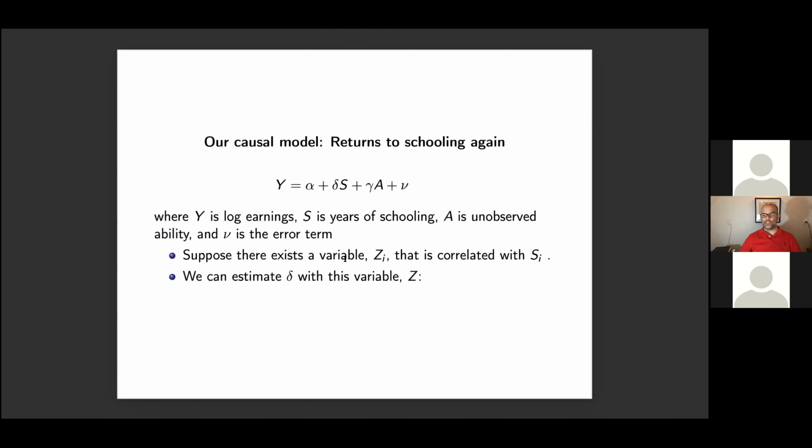What we're going to do is assume that we don't have A. In the next steps, in the next slides, we will assume we don't have A in the data. Two, S is correlated with A. Three, Z causes S to change.